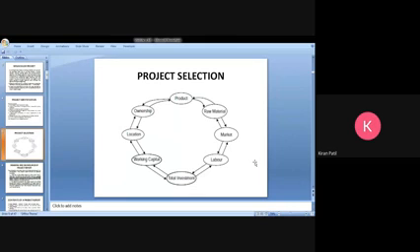So SWOT basically means strengths, weaknesses, opportunities, and threats. S stands for strength, W stands for weakness, O stands for opportunities, T stands for threats or challenges, offered by each of the project ideas.